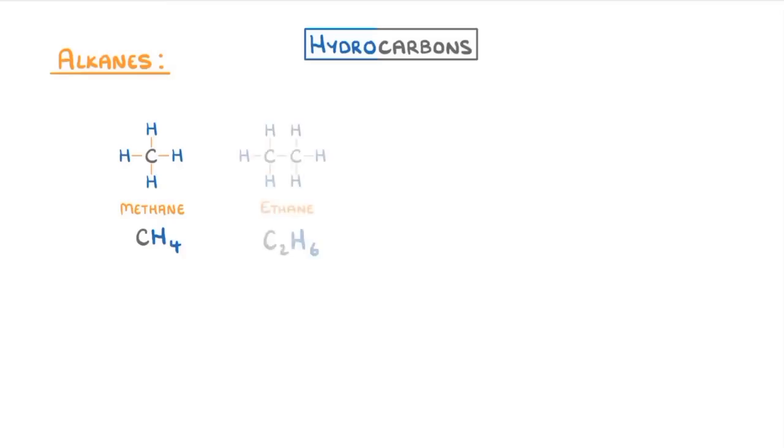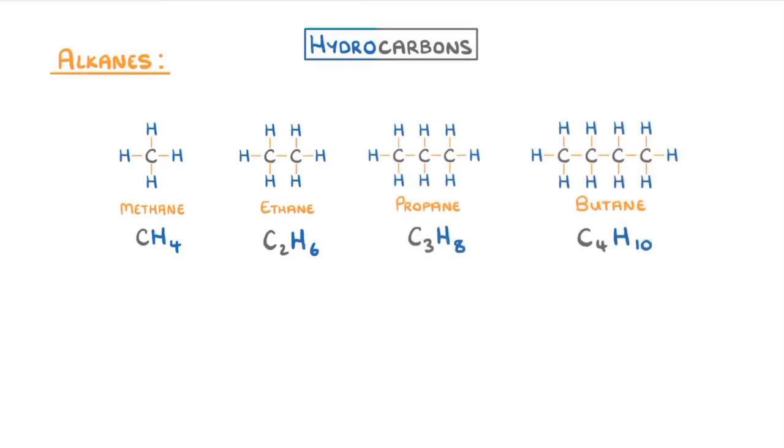The most simple type of hydrocarbons are a group called alkanes, and you need to know the first 4 in the series. The smallest is methane, which contains just a single carbon atom bonded to 4 hydrogens, because remember, carbons always have 4 bonds. Then we have ethane with 2 carbons and 6 hydrogens, propane, which is C3H8, and butane, which is C4H10.